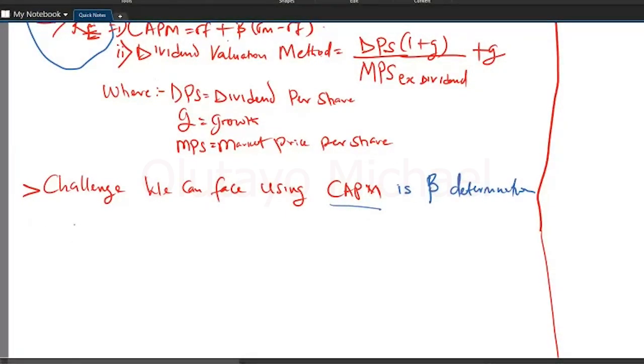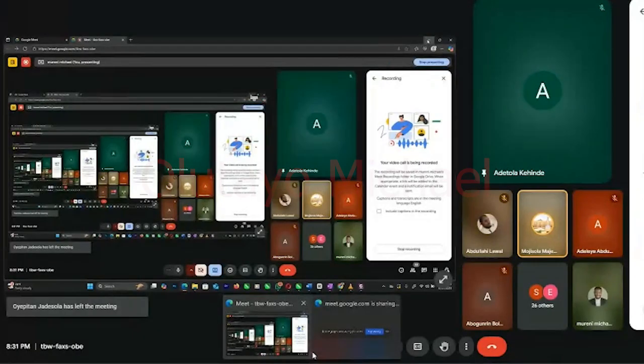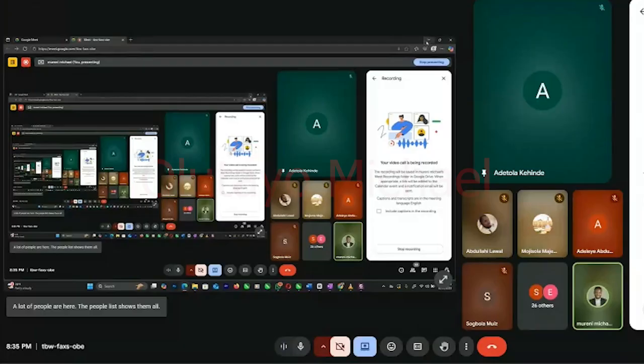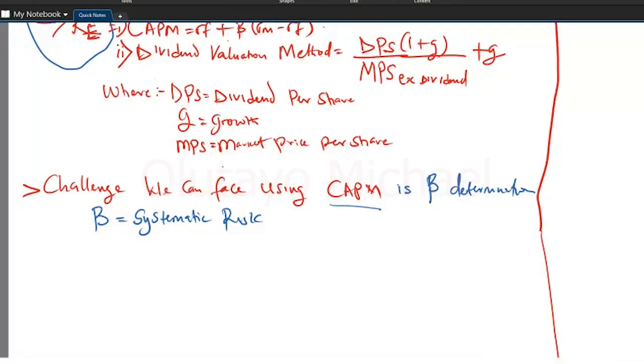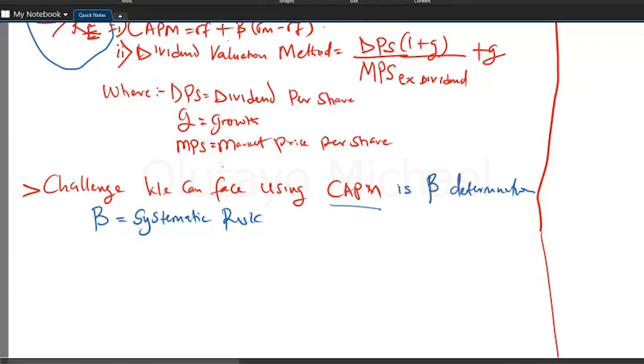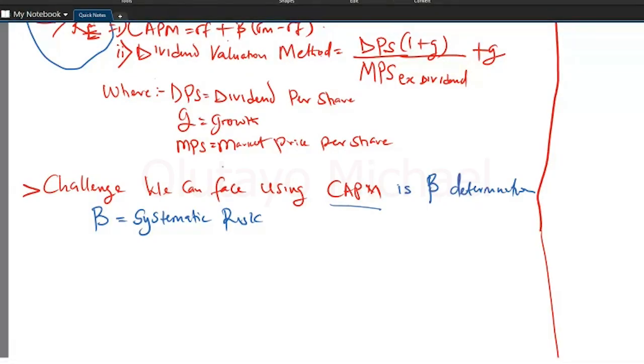Now, the next thing, that's beta. Who can tell me what beta is? Beta is called systematic risk. Do you agree with me? Yes, sir. Somebody? Okay, thank you. Systematic risk. So, systematic risk here, what does it represent? Systematic risk is talking about the risk. Don't forget, I explained systematic and unsystematic risk under portfolio theory. And I said systematic risk is a risk that cannot be eliminated through diversification.